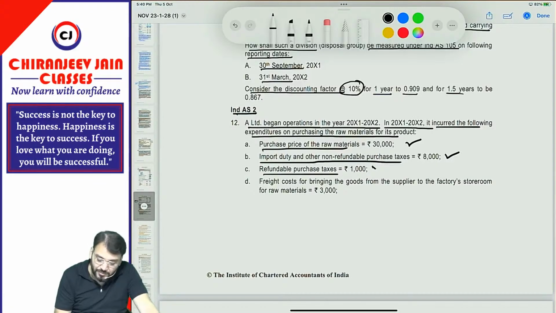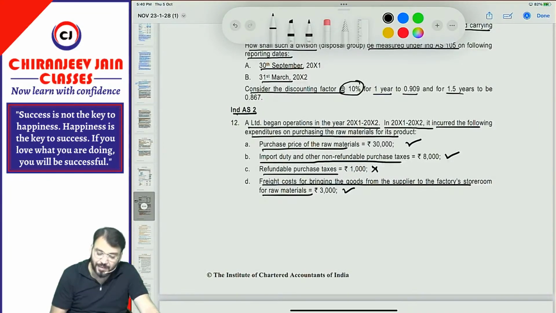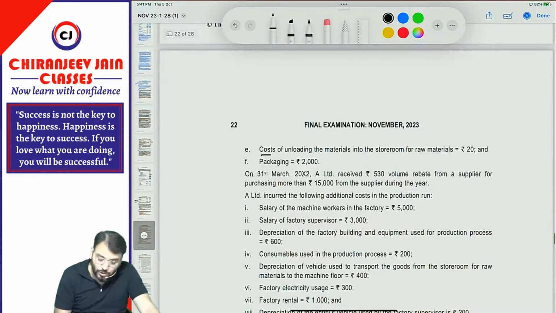Refundable purchase tax, this will not be added. Freight cost for bringing the goods from supplier to factory storeroom for raw material, this will be added. Cost of unloading the material into storeroom, this will be added. Packaging, this will be added.